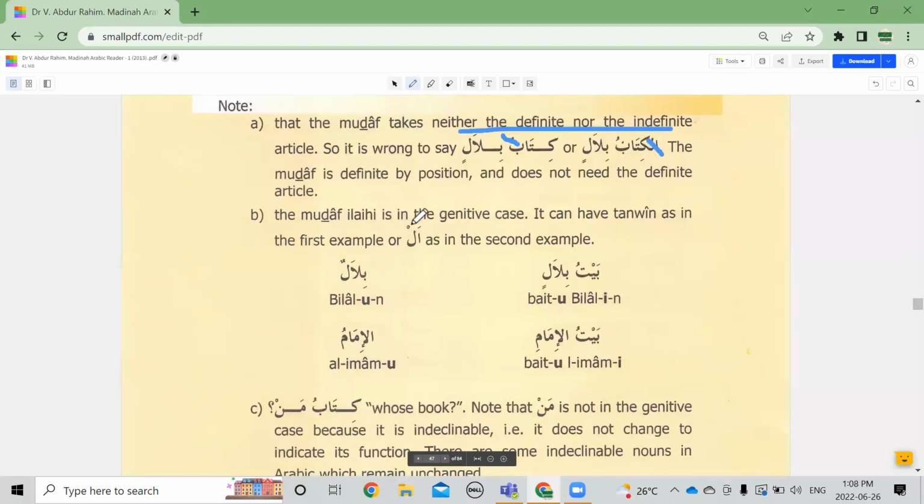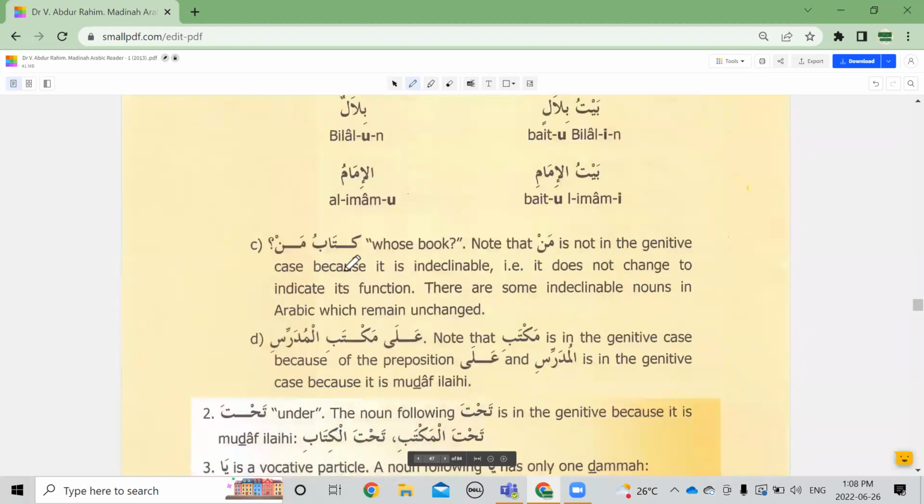The mudaf ilayh is in the genitive case. Genitive means majroor, which means it can have tanween, or it can have just a single kasra. It can have kasratain or kasra, but it needs to be majroor. Okay. Similarly, we have kitabu man. Kitabu man is also like a murakkab idhaafi. Kitabu man, whose book.